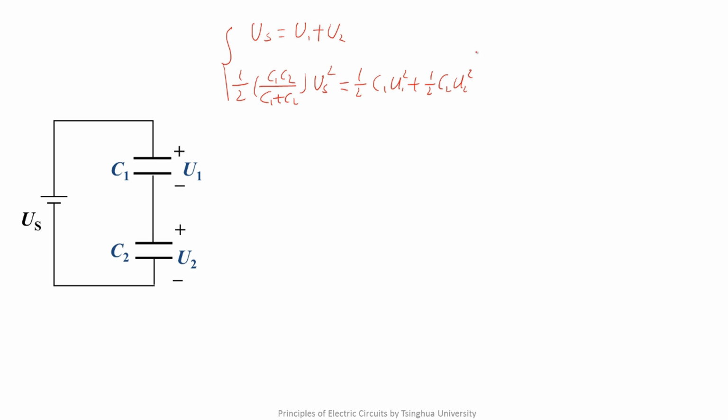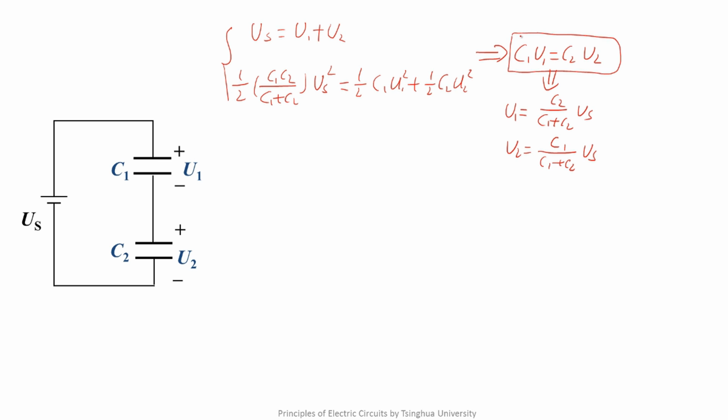so we can get C1u1 is equal to C2u2. And further, u1 is equal to C2 over C1 plus C2 times Us, and u2 is similar. This is the first method. According to this, we can get a very important conclusion. Look at the equation. It shows that the charges stored are the same for the two series capacitors.